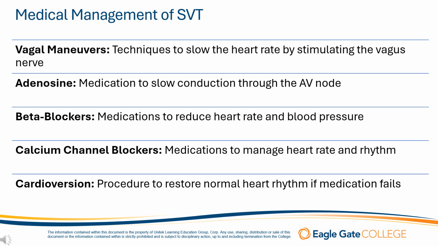Calcium channel blockers such as diltiazem or verapamil are used to control the heart rate and manage SVT. They work by inhibiting the influx of calcium ions into cardiac cells. These medications slow the conduction through the AV node and reduce the heart's contractility. They help to control the ventricular response in SVT and can be effective in converting SVT to sinus rhythm.